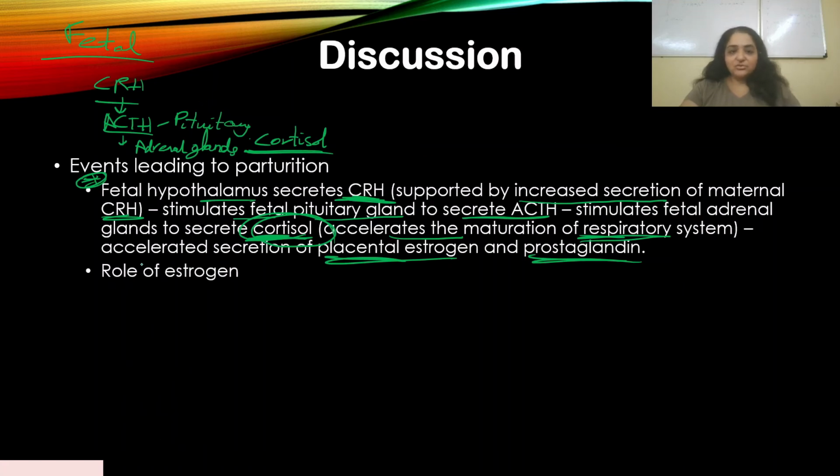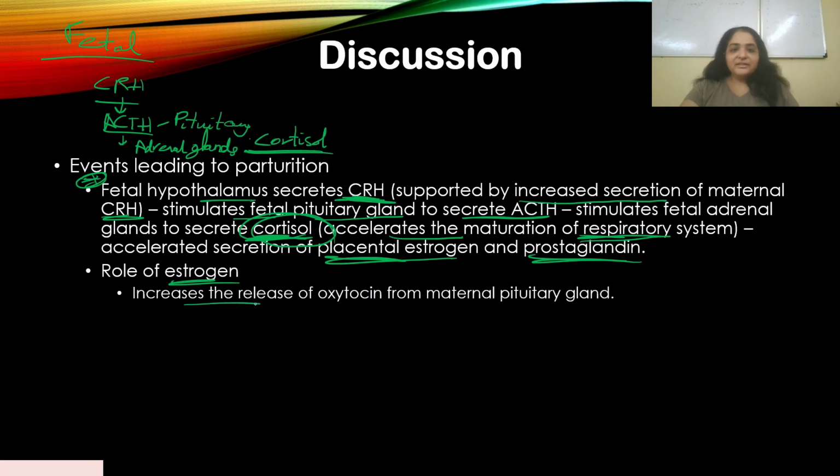Now, what is the role of estrogen? We know estrogen is being accelerated, but what does it really do? It increases the release of oxytocin from the maternal pituitary gland. Oxytocin is present in the posterior pituitary gland, and it is secreted from there. So estrogen sends a signal to the pituitary gland: we need your help now, it's parturition time, please send oxytocin. So the pituitary gland begins to secrete oxytocin to the placenta region.